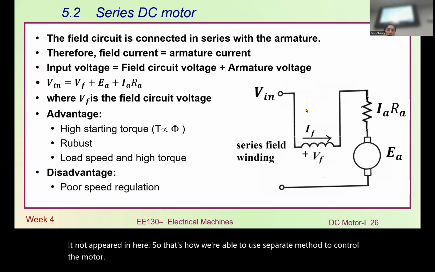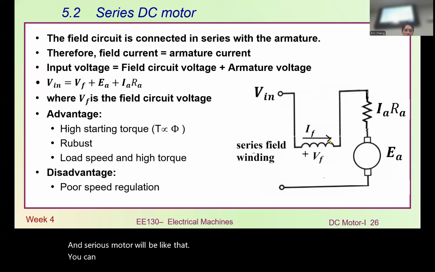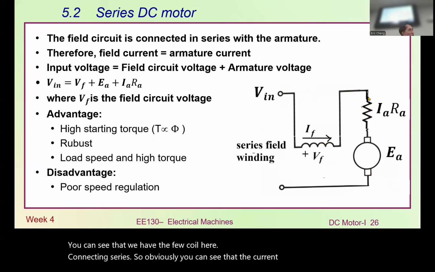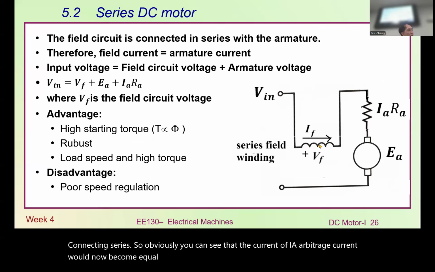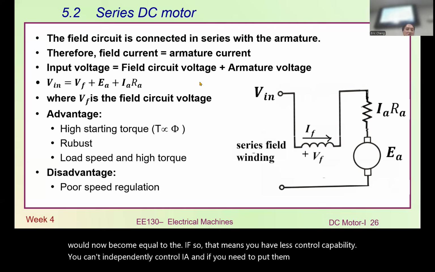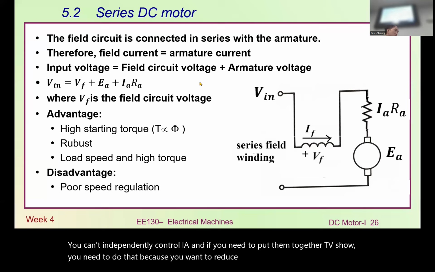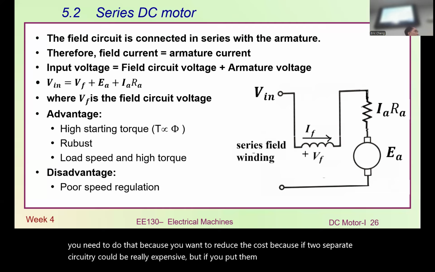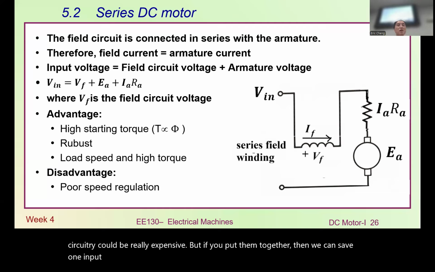And the series motor will be like that. You can see that we have the field coil here connected in series. So obviously the armature current IA will now become equal to IF. That means you have less control capability. You can't independently control IA and IF. You need to put them together. The key reason you do that is that we want to reduce the cost, because two separate circuitries could be really expensive. But if you put them together, then we can save one input source. But we need to find a way to compromise between IA and IF.